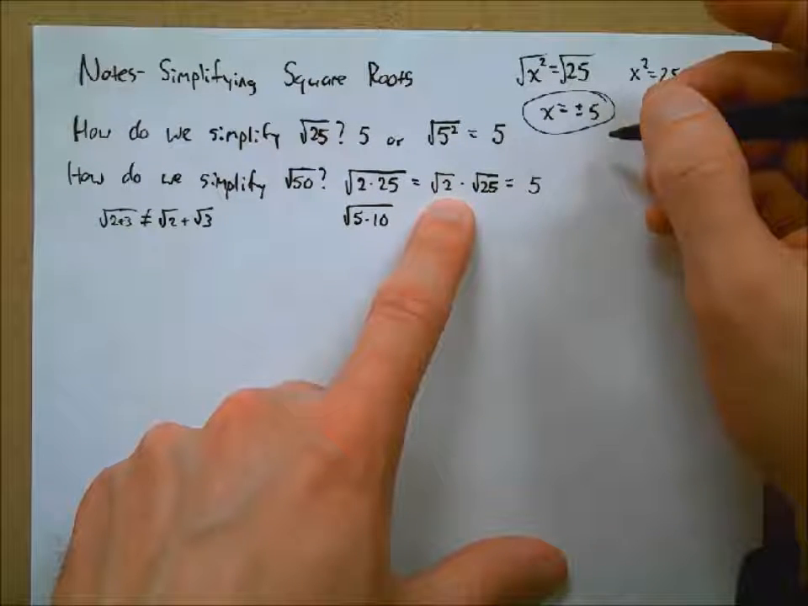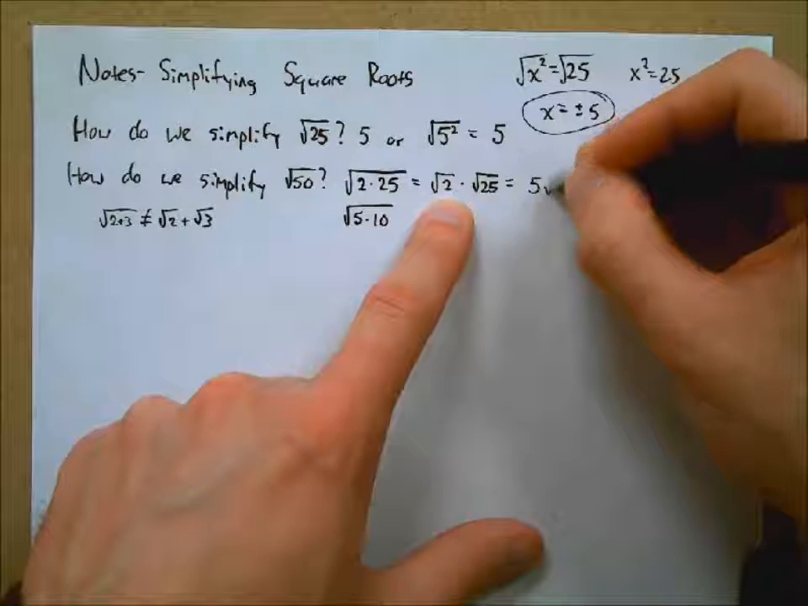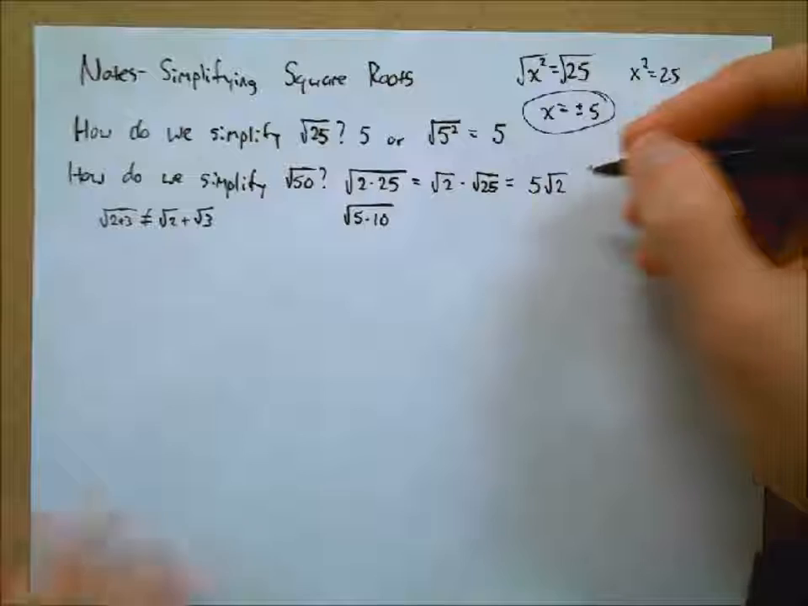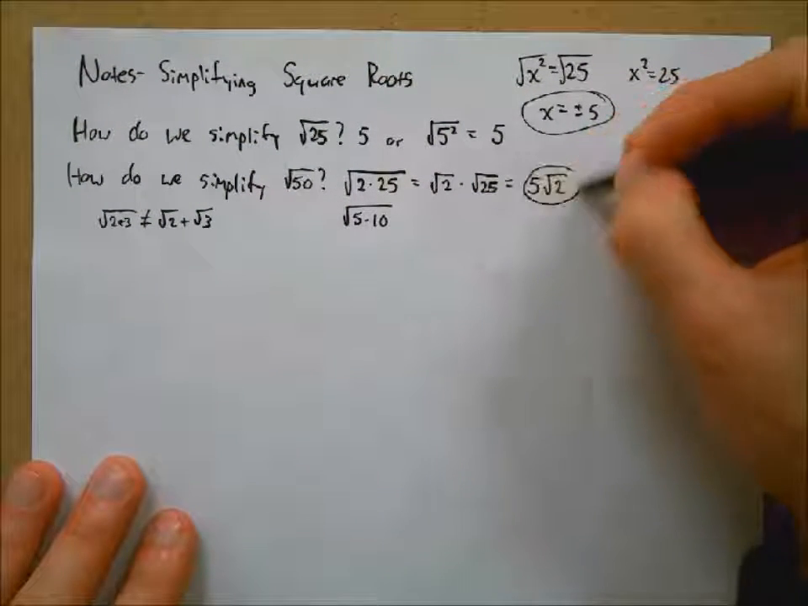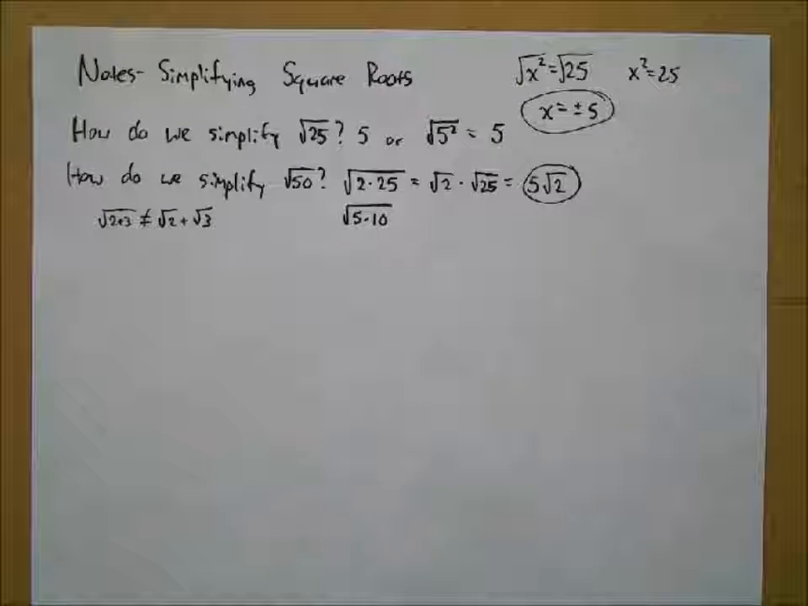It's a prime number, right? It doesn't break down any further at all, okay? So our answer is 5 times the square root of 2. Okay, that's our final answer. Generally, we put the non-square root number in front, just because, I don't know, it helps with organization and stuff like that. Okay? So that's the idea there.